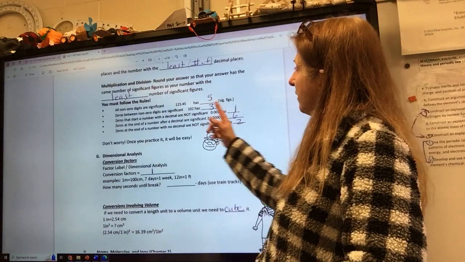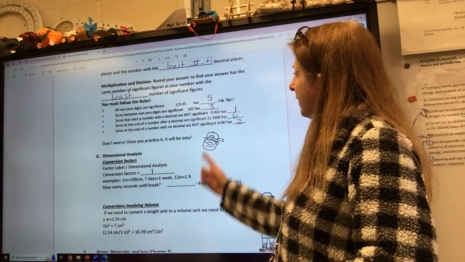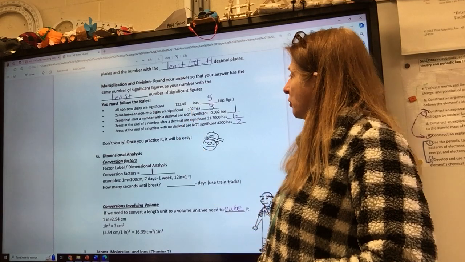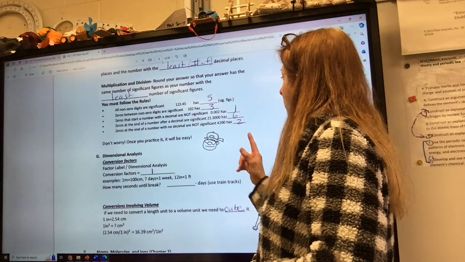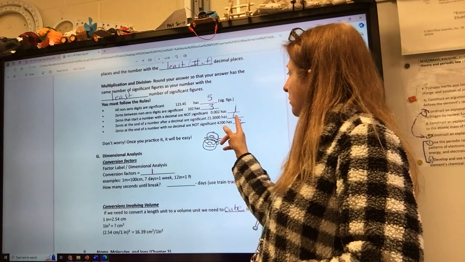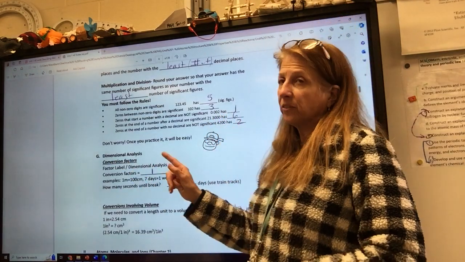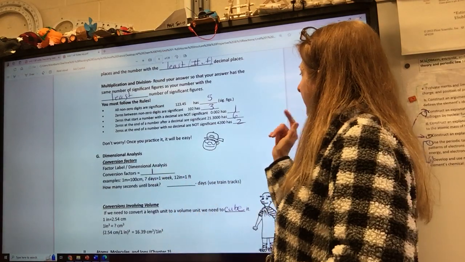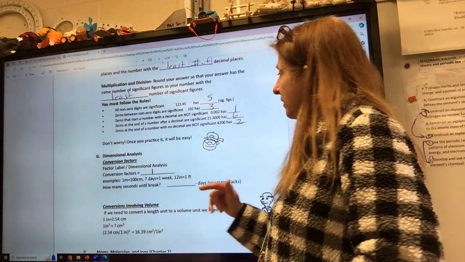So we went over this. That one's got 5 because all non-zeros are significant. That one has 3 because zeros in the middle count. That one has 1 because zeros at the beginning don't count. This one has 6 because zeros at the end after a decimal point count. And that one has 2 because zeros at the end without a decimal point don't count. That was fast. Did y'all follow it? Everybody good with that? Okay.